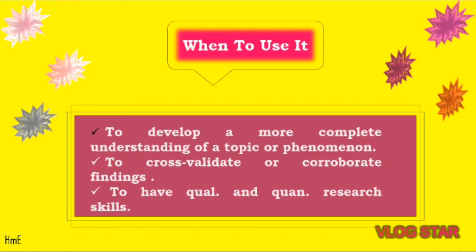Secondly, to cross-validate or corroborate findings. It's already been stated in the purpose that this method helps to find a scientific and confirmed solution of a problem, as both the methods get checked by each other. Then thirdly, to have qualitative and quantitative research skills. So employing this kind of method, the researchers can have the qualitative and quantitative research skills and expertise to study and observe a phenomenon.